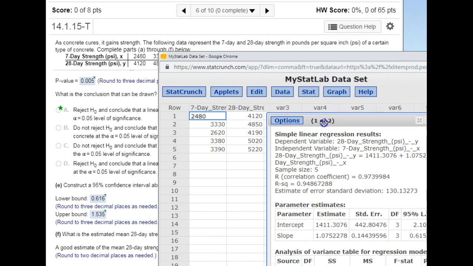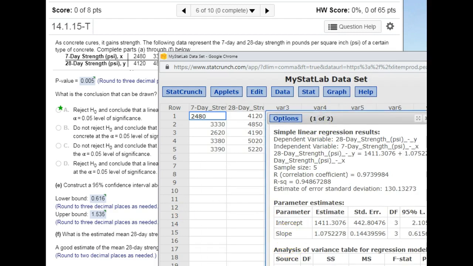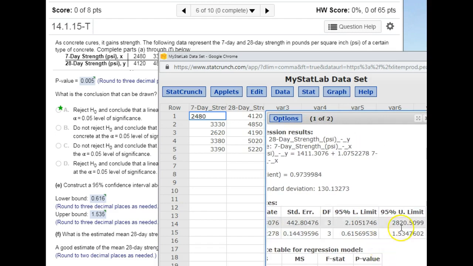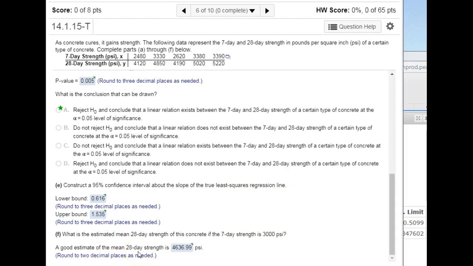And again, looking at the slope, you want to go over to the upper and lower bound there, so we can be confident that the slope of the regression line is between those values. And then if they give you a value for x, you plug it into that regression equation and you can get back the value for y, which is our estimated mean for that particular value of x.